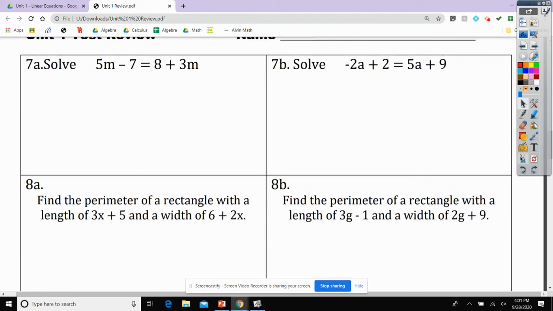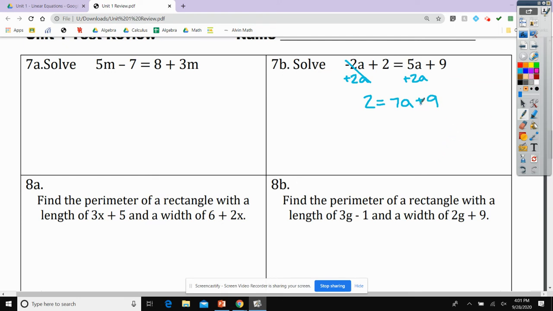Okay, 7b. So our steps here, I don't have any parentheses and I don't have like terms, so I'm going to move variables to one side. And I usually like to pick the smaller number, so in this case it would be negative 2a. To get rid of negative 2a, I add 2a. So those cancel out, and I'm left with 2 equals 7a plus 9.